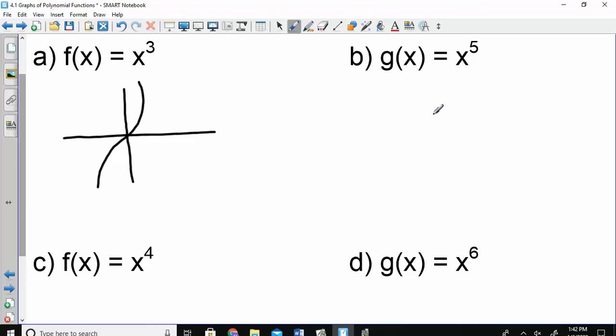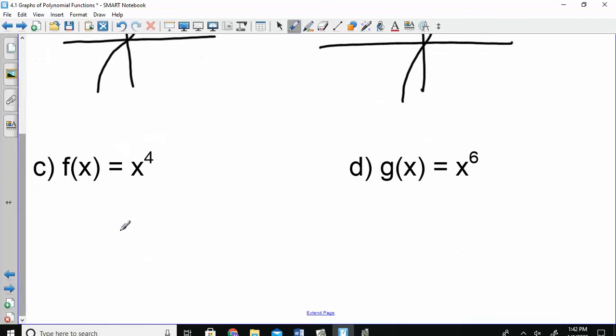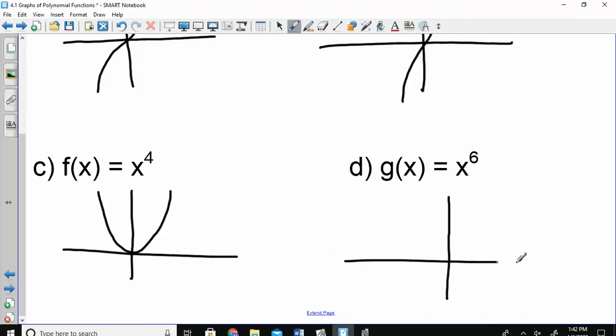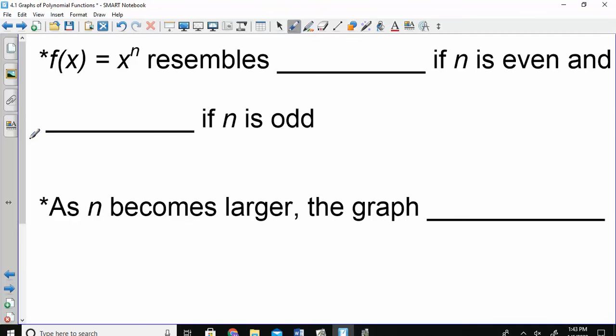So x to the third, we've seen that one before. What's x to the fifth look like? Almost like the same, but skinnier. Yeah. What about x to the fourth? Looks like a parabola. How about x to the sixth? Just a skinnier parabola. Yeah.